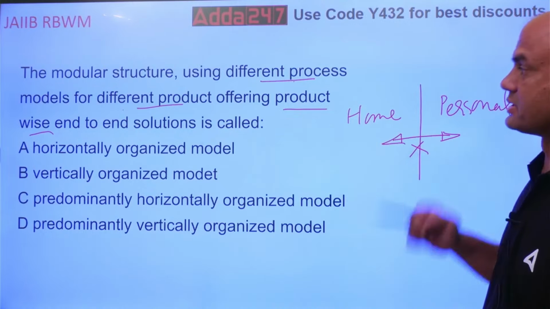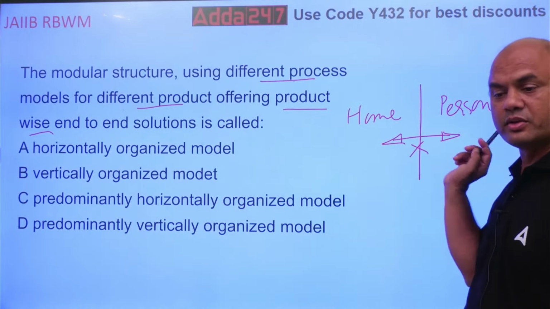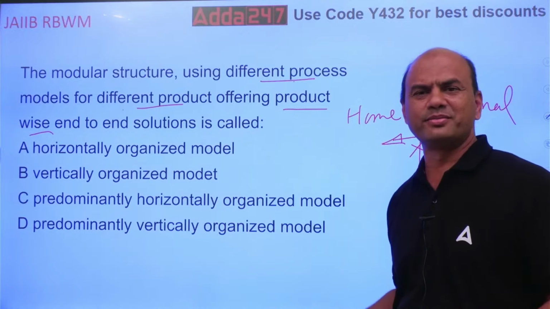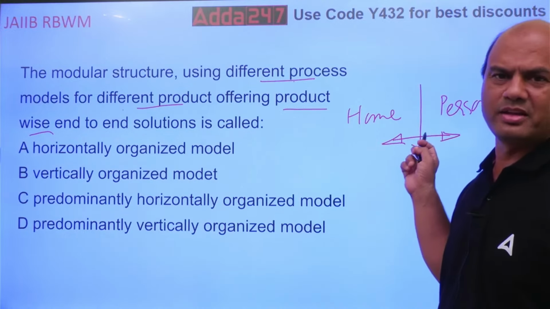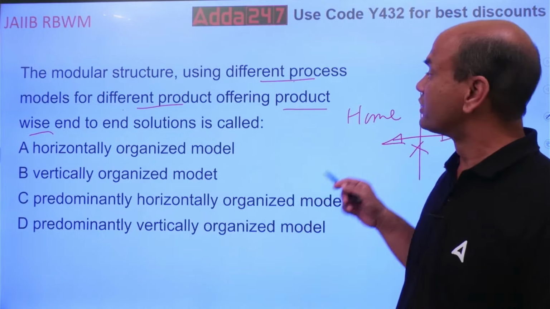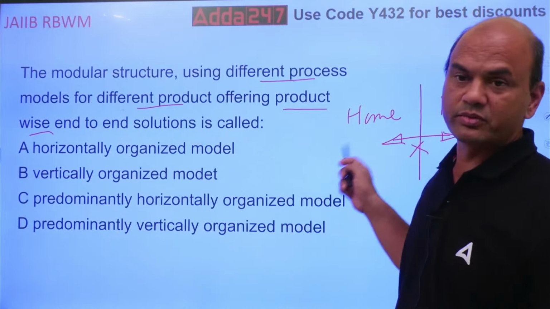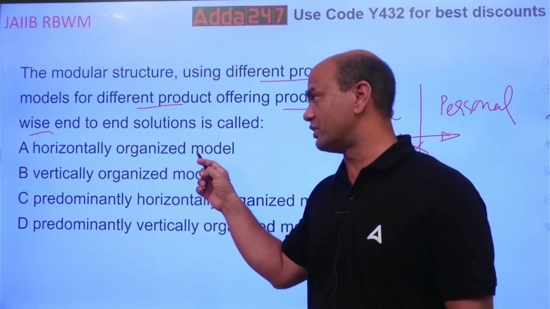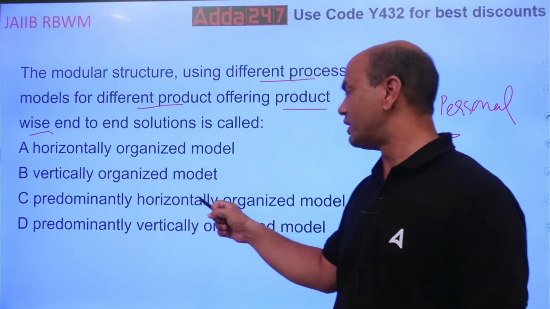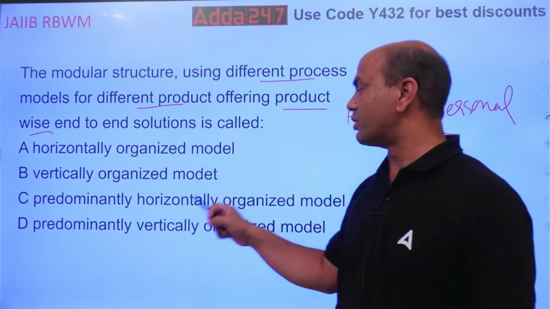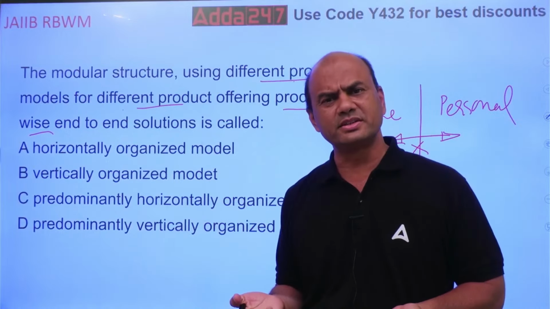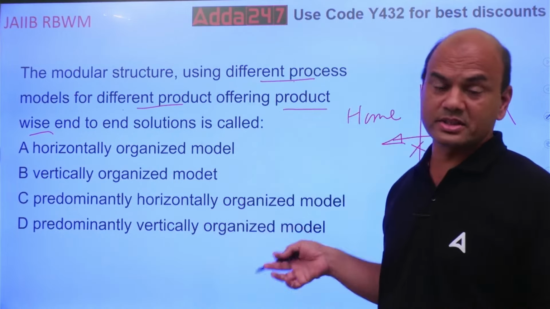So the question is, what is this called? When the data is not shared between home loan, personal loan, or any other, this is just an example. Savings, current, FD, home loan, personal loan, any other loan, all the products. When the data is not shared between all these, what is it called? Is it called a horizontally organized model or a vertically organized model? That's the basic logic, isn't it? So this is the question.